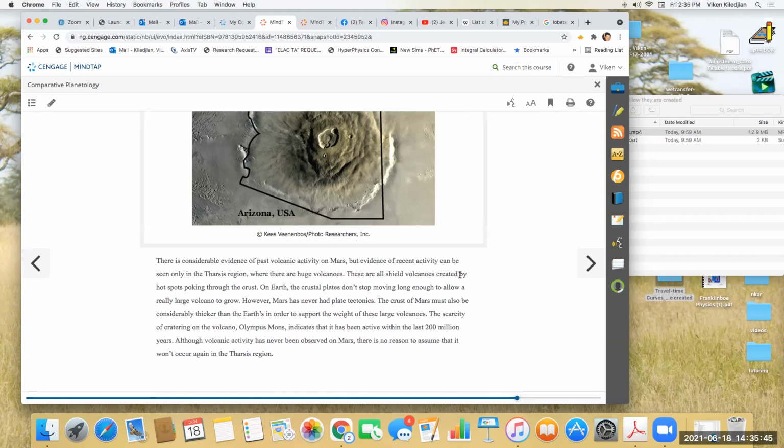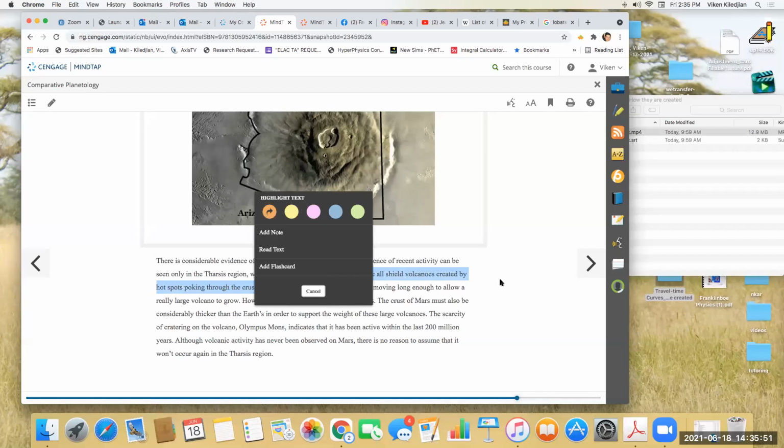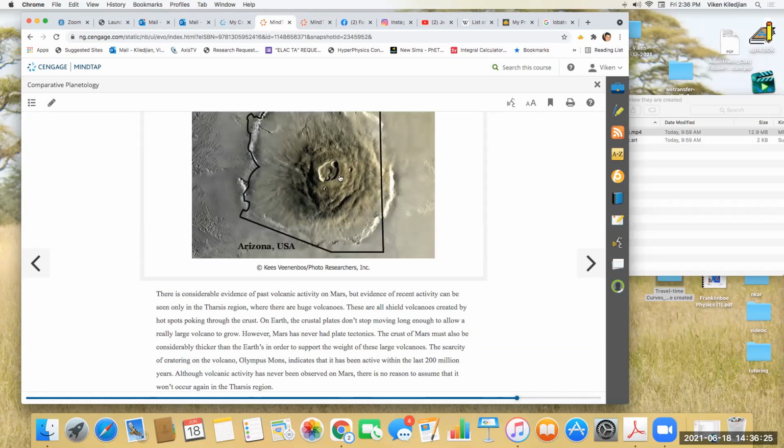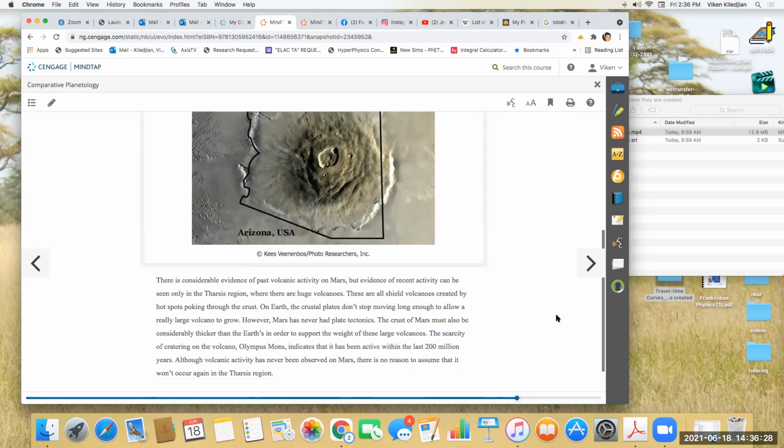These are all shield volcanoes created by hotspots poking through the crust. So kind of like the one that we call Hawaii. Hawaii is also an example of a shield volcano coming from a hotspot. On Earth, the crustal plates don't stop moving long enough to allow a really large volcano to grow. Remember how they keep moving? That's why you get the formation of the Hawaiian Islands, right? But on Mars, the crust doesn't move, so a hotspot keeps creating a mountain. That's why you get a mountain like Olympus Mons in the same spot. It's the largest mountain in the solar system.